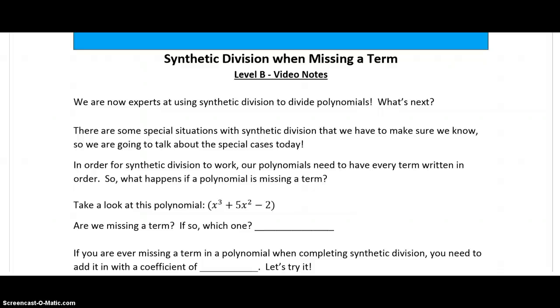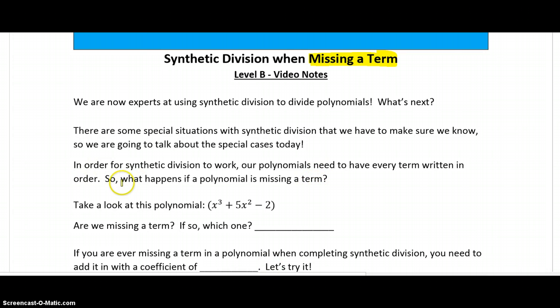Today we're going to talk about synthetic division a little bit more. We're going to talk about a special case when it is missing a term. Alright, so like it says down here, feel free to read along with me. We should now be experts at using synthetic division to divide polynomials. So what's next? Well, there are some special situations with synthetic division that we have to make sure we know. So we're going to talk about those special cases today.